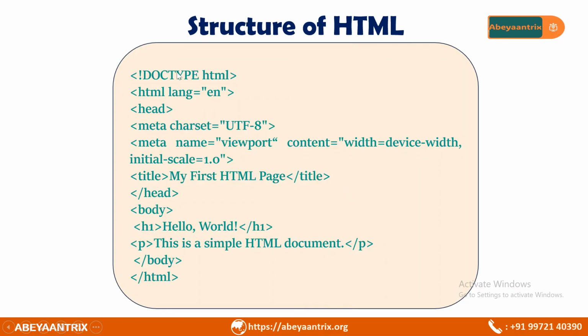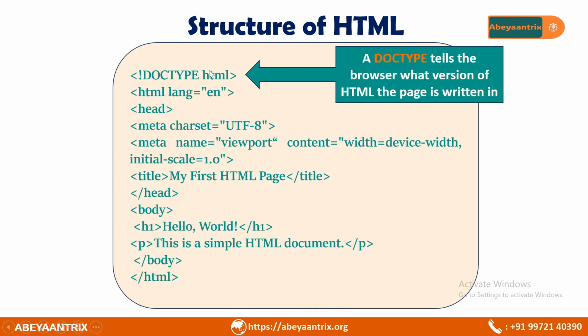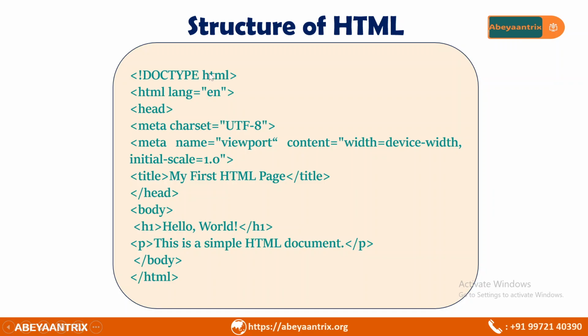This is the doctype HTML. First one is doctype HTML. What does it represent? Doctype tells the browser which version of HTML the page is written in. Presently we are using the HTML5 version, so doctype will tell the browser it is HTML5, and whatever HTML5 tags we are using, it will support. This is the first tag we are using.